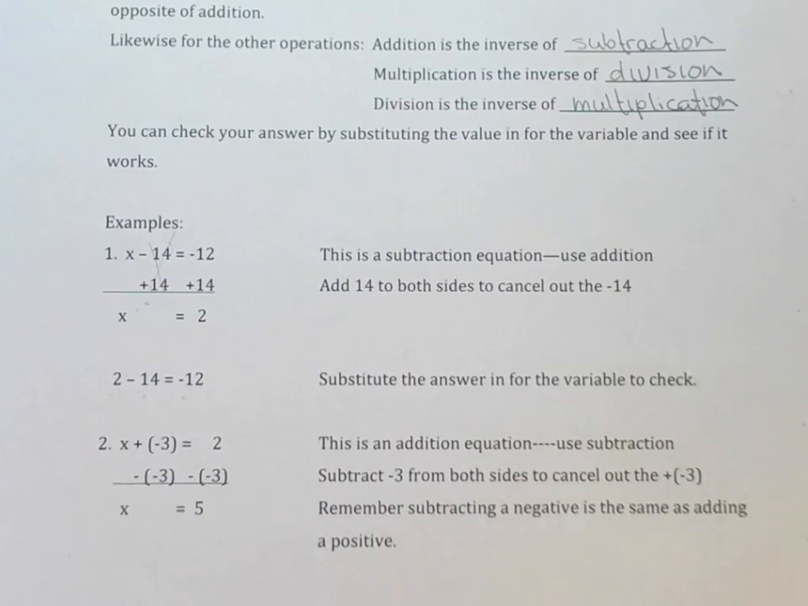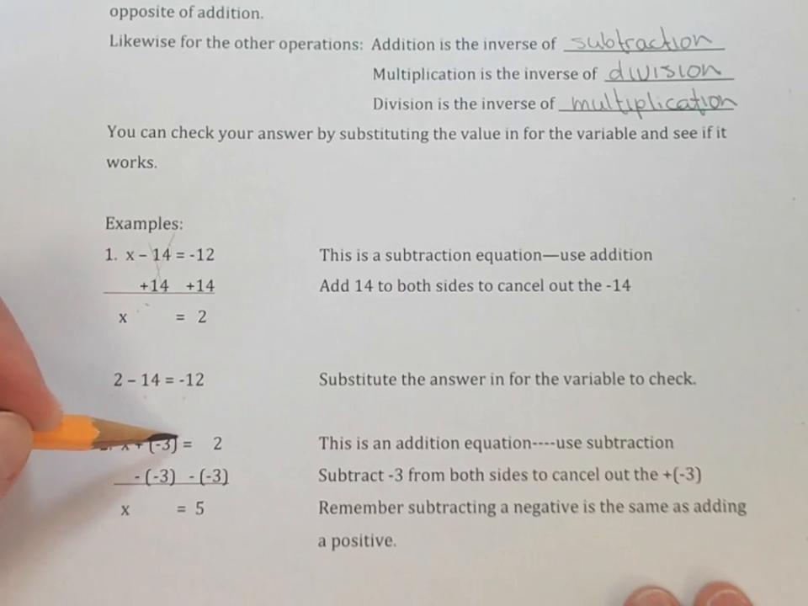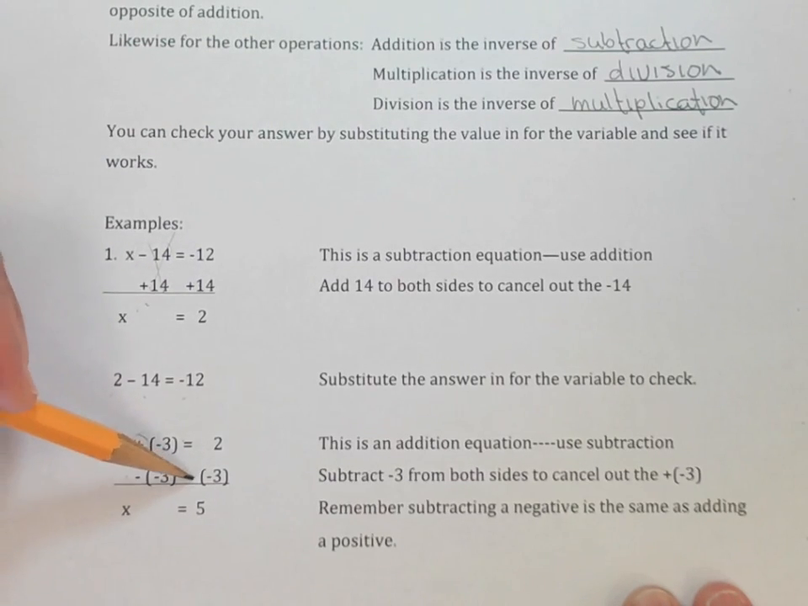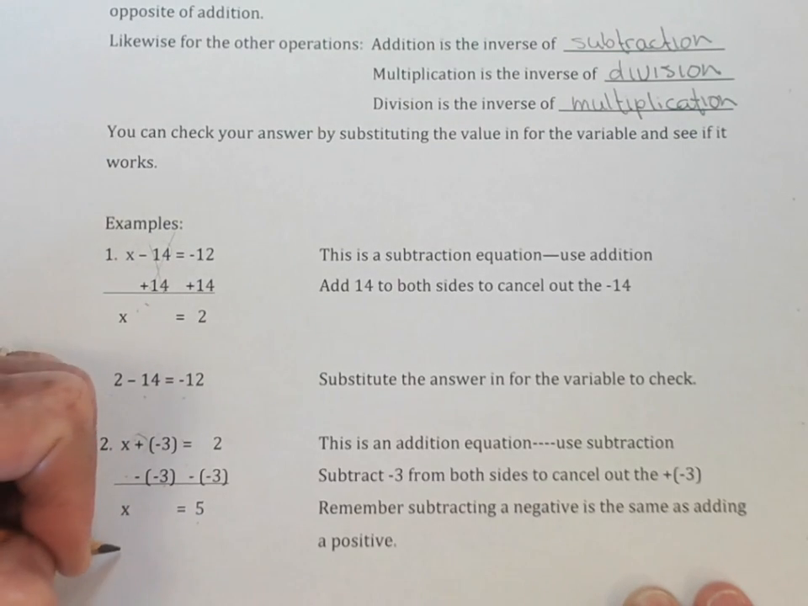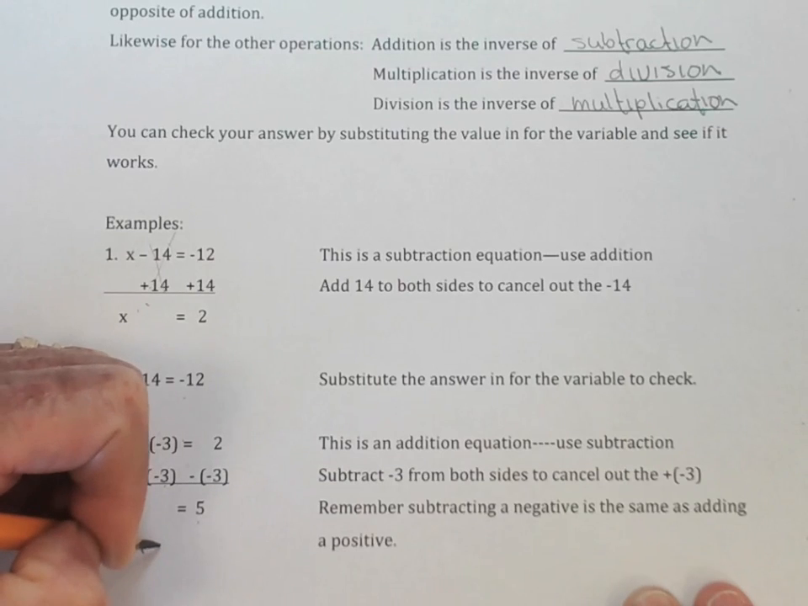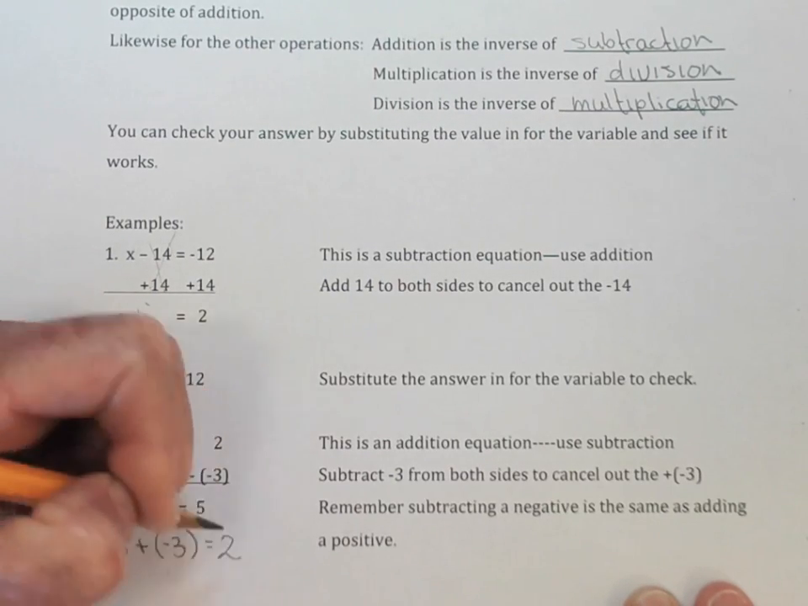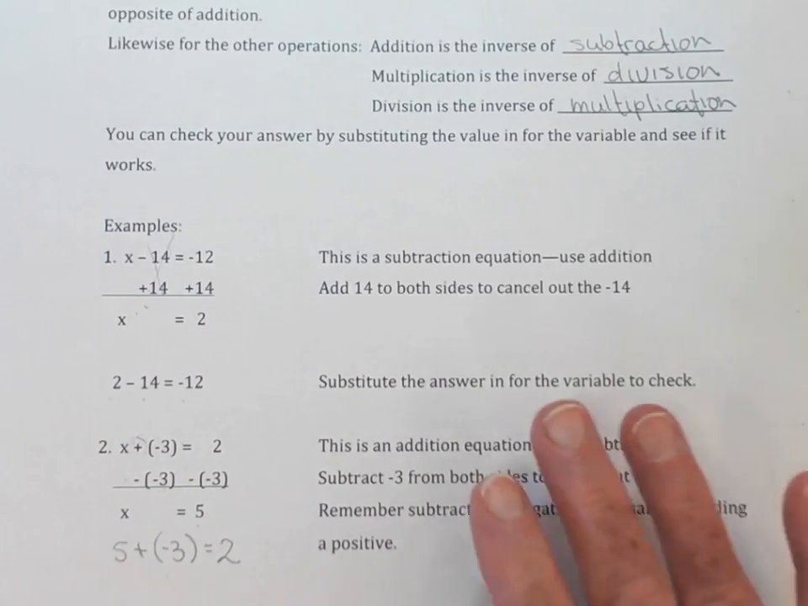Okay, the next one. This is x plus a negative 3 equals 2. Well, this time we're adding, so we're going to use subtraction. So we're going to subtract a negative 3 from both sides. And when we subtract a negative 3 from both sides, that's the same as adding 3. So these cancel out. We get 2 minus a negative 3, which is 5. If we check this, we're going to have 5 plus negative 3, which, when you add a positive and a negative, you find the difference and take the sign of the bigger number, we do get 2. So our answer must be correct.